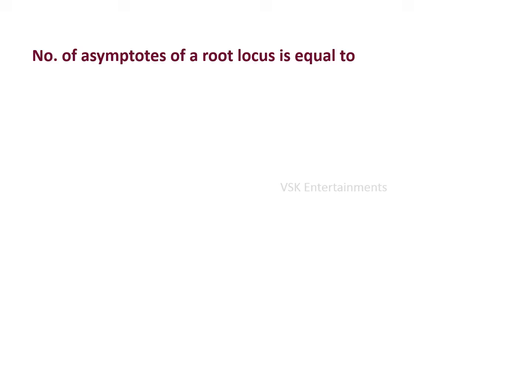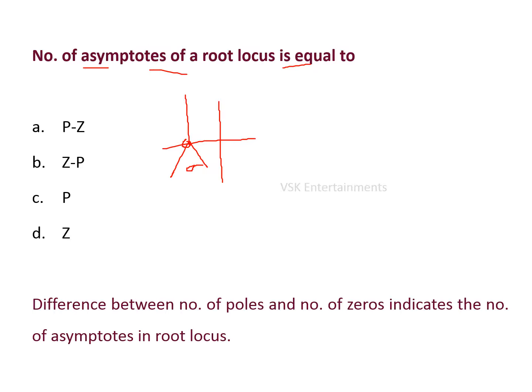Coming to the next one, the number of asymptotes of a root locus is equal to: options are P minus Z, Z minus P, P, and Z. Here an asymptote is a straight line on the S-plane which starts from the centroid. Suppose this point is the centroid on the S-plane; these straight lines are known as asymptotes. The difference between the number of poles and the number of zeros represents the number of asymptotes on the S-plane. That is, option A is the right answer.